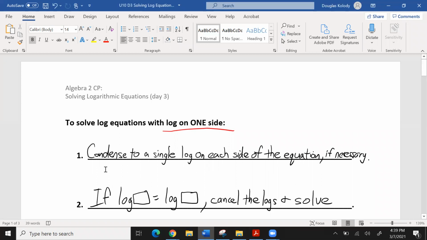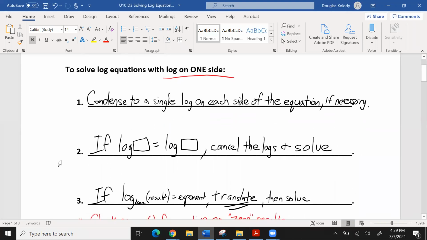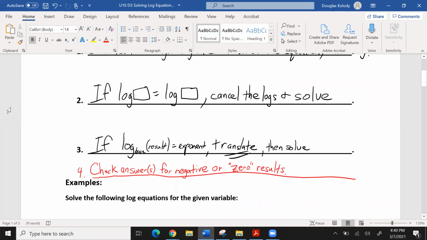I've already written them. First, if necessary, you're going to condense to a single log on each side of the equation. You might have to do this, you may not, but we'll get to examples where you don't and where you do. If you condense logs on both sides and it turns out that you have log of something equals log of something, simply cancel out the logs and then set the something equal to the something. No more logs. However, if you come up with an equation where there's just a log on one side of the equation, this looks like last night's homework because it is last night's homework. You simply translate it, the base raised to the exponent equals the result, and then you solve.